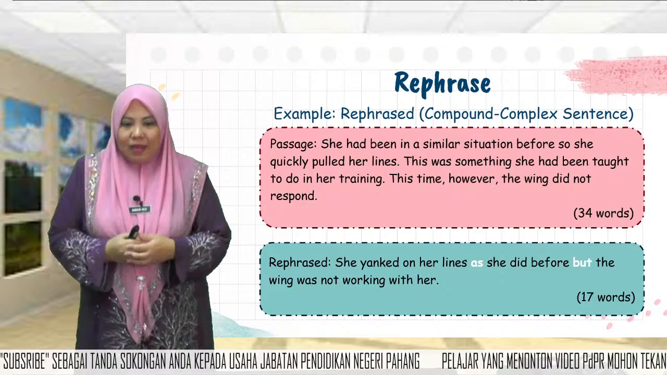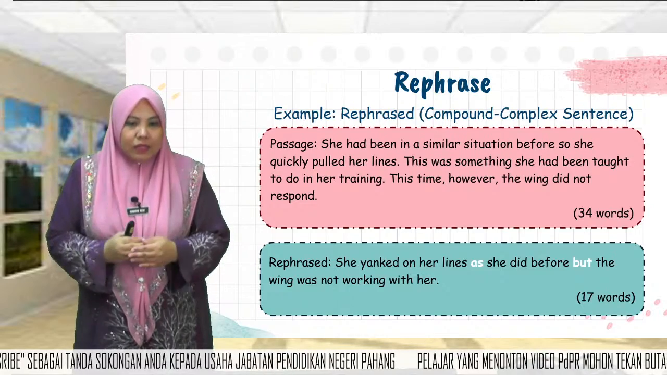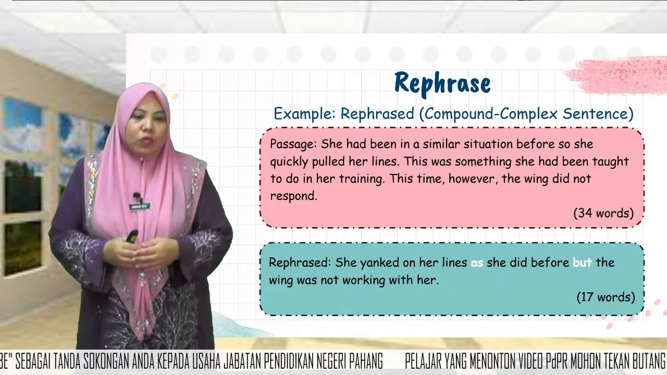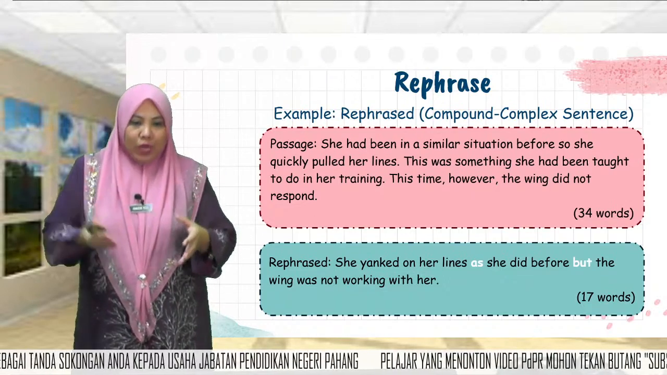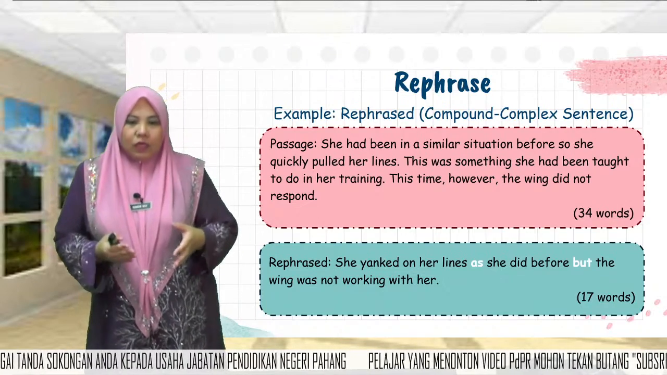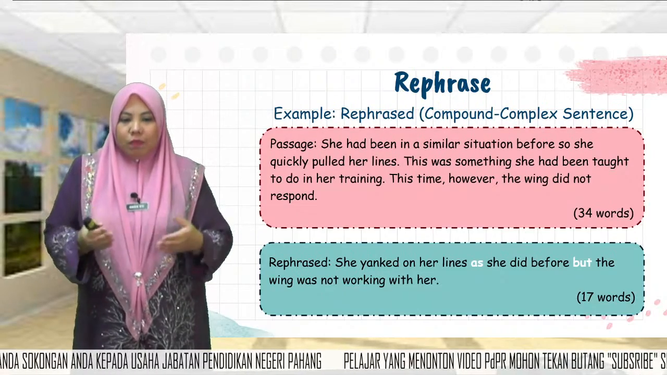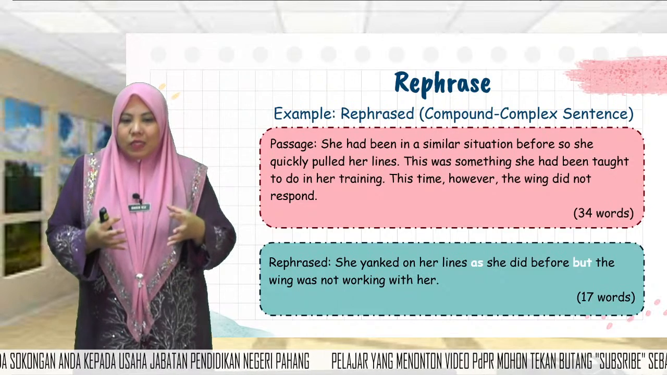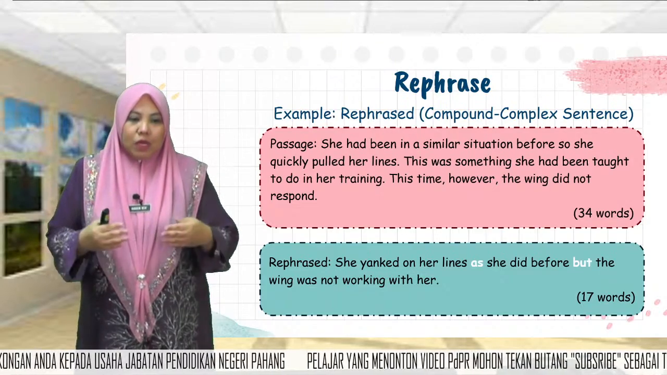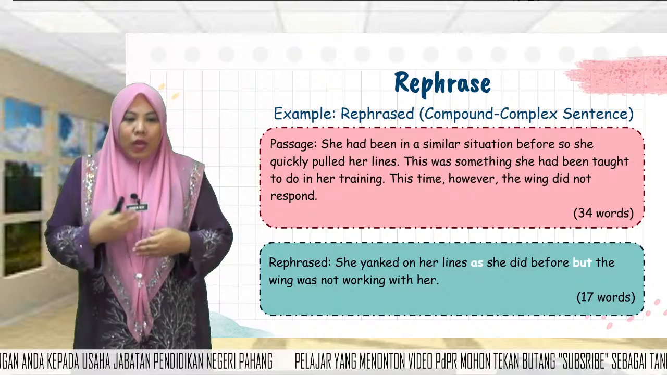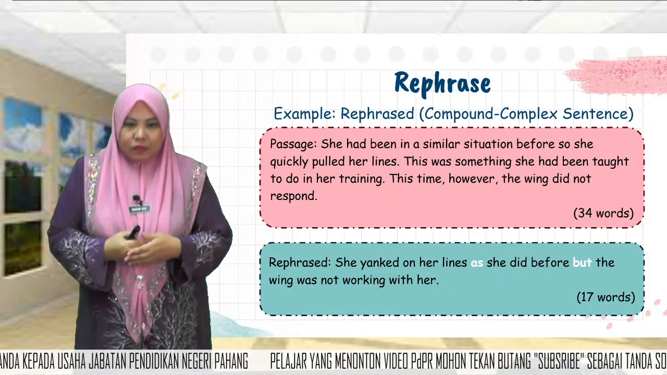She yanked on her lines, as, that is a subordinating conjunction, she did before, but, coordinating conjunction, the wing was not working with her. So basically, from 34 words, when we rephrase, we have cut it to half of it. So it will become 17 words. Okay, so you see the difference between the pink and the blue. The one in the passage is quite long when you lift from the text. But when you rephrase it, it will become a lot shorter. This is why in your summary, you have to try and rephrase your sentences as much as possible. Okay?